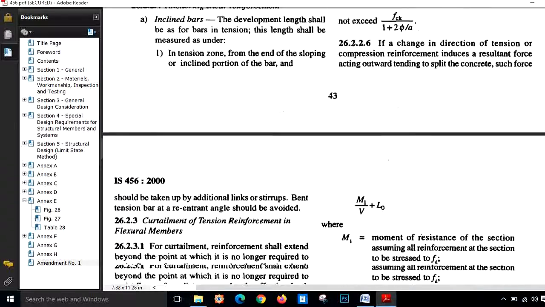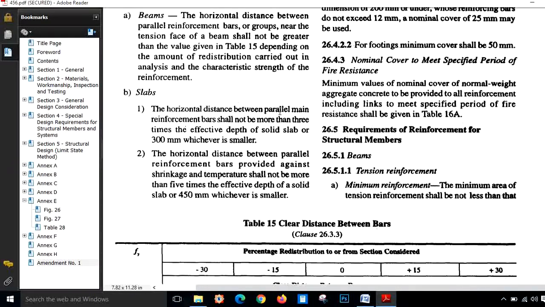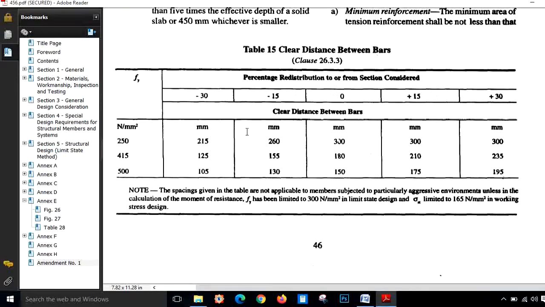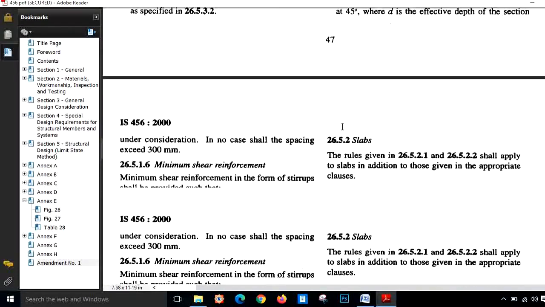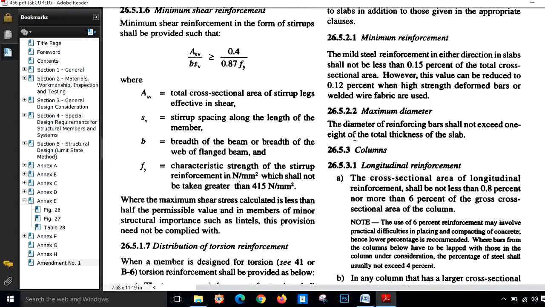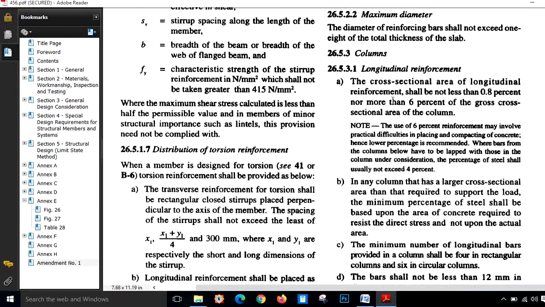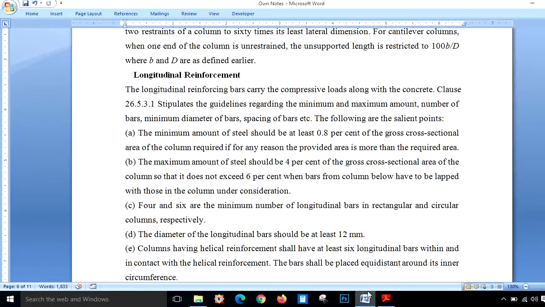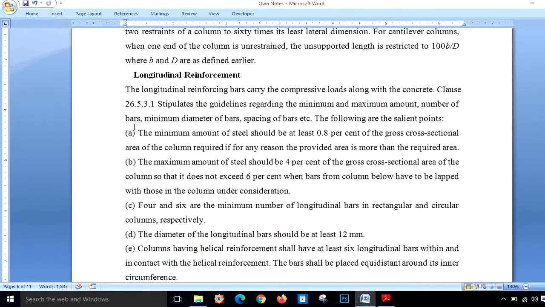26.5.3.1, that is longitudinal reinforcement. You can see all the things which they have given over here I have listed out. Same thing I have listed out; you can see A, B, C, D. Same A, B, C, D I have listed out.